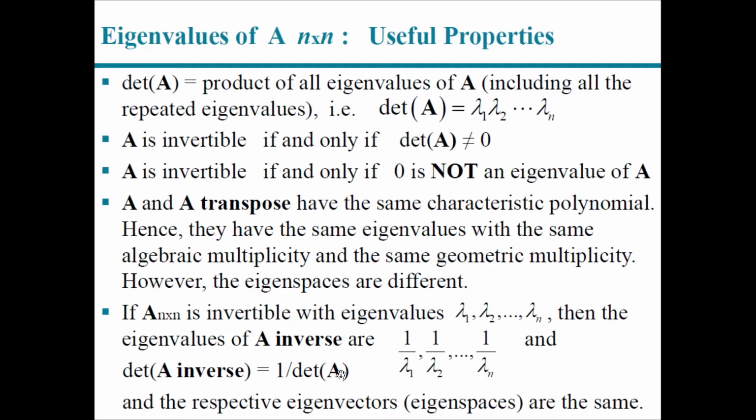So it's straightforward. And we already know that the determinant of A inverse is 1 over the determinant of A. We know that from previous results. The good news also is that the eigenspaces associated remain the same. So the eigenspace associated with lambda 1 for matrix A is the same as the eigenspace associated with 1 over lambda 1 for A inverse. It's amazing. We will see proofs of that later on. So these are the properties that are interesting and important to remember. The most important, again, is that the determinant of a matrix is the product of all of the eigenvalues.